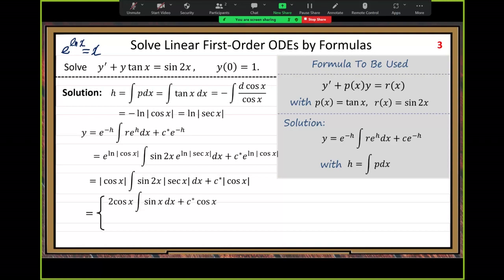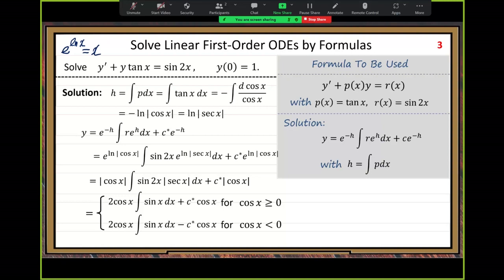So we have two cases, right? For the first case, when cosine x is greater than or equal to 0, we can write one formula. For the second case, when cosine x is less than 0, we can write another. Now, let's write the final formula. First, the absolute value sign is gone.